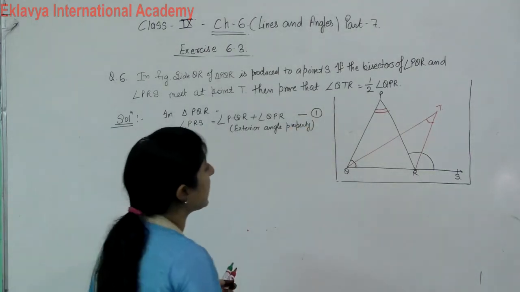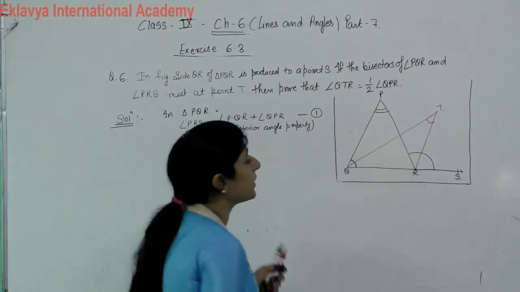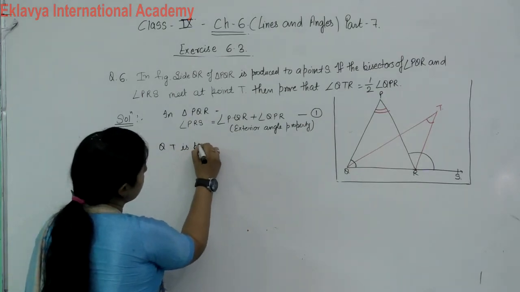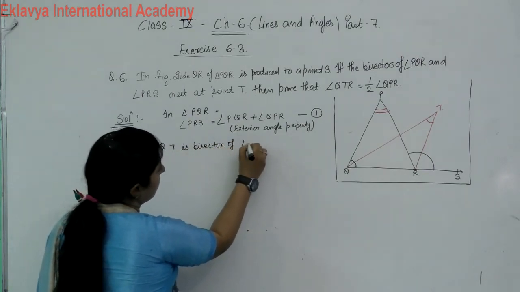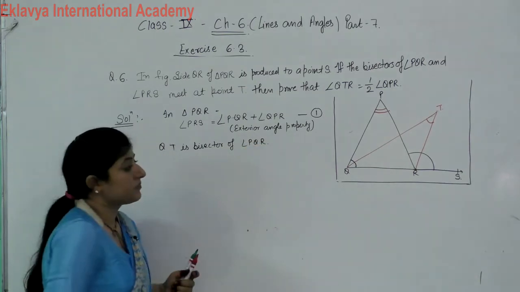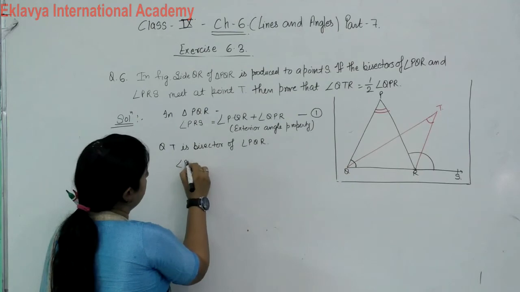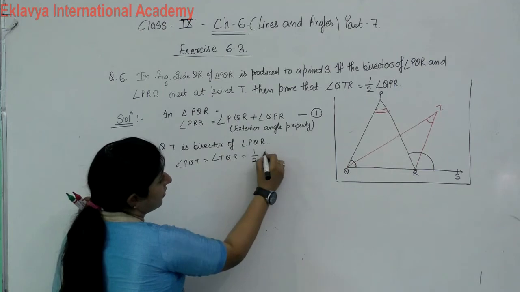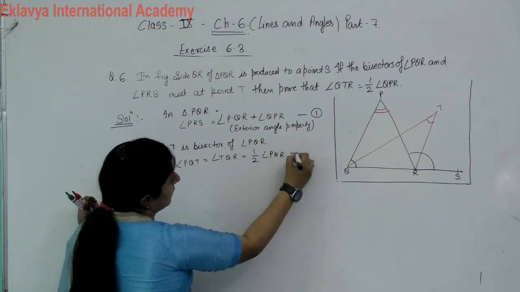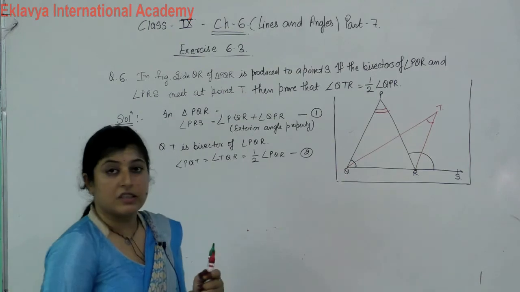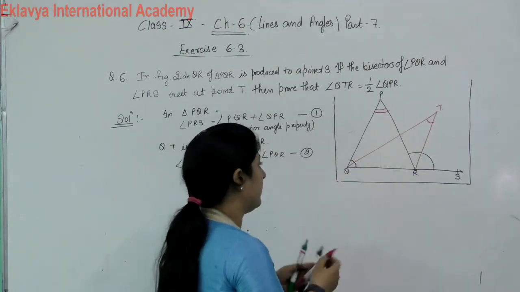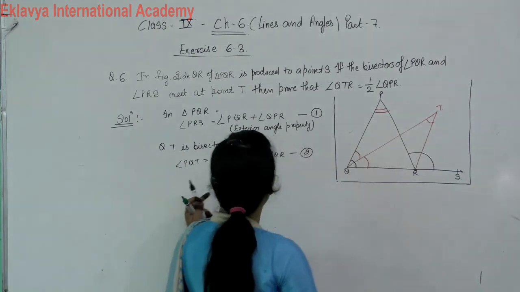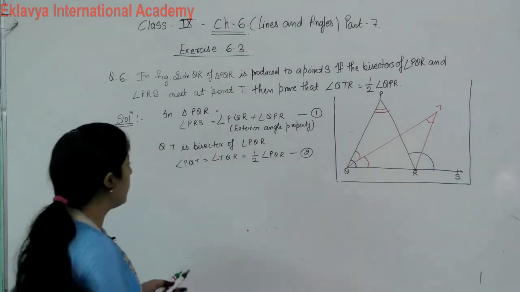Now the second line, see, bisector of angle PQR. So we can say QT is the bisector of angle PQR. Then angle PQT is equal to angle TQR, which is equal to half of angle PQR. This is our second equation. We can take PQT, TQR is equal to half of PQR.